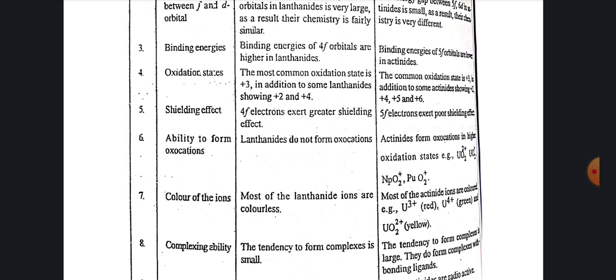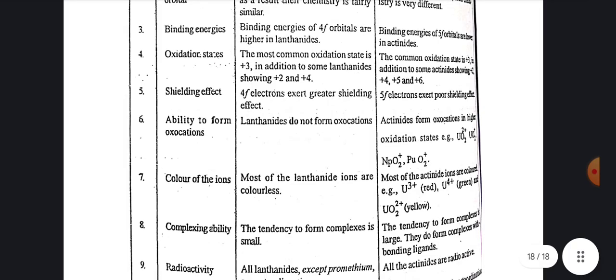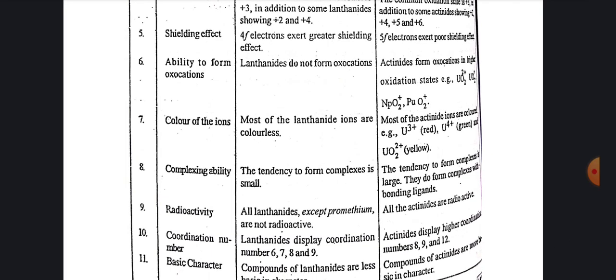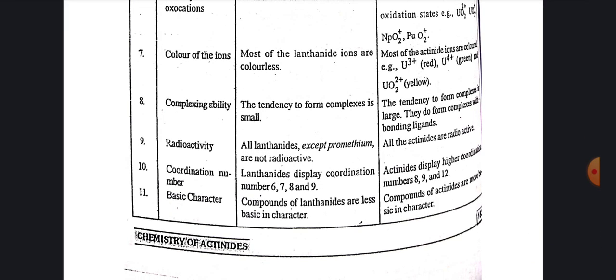Shielding effect: 4f electrons exert greater shielding effect, while 5f electrons have lesser shielding ability. Ability to form oxocations: lanthanides do not form oxocations, while actinides form oxocations. Color of the ions: most of the lanthanide ions are colorless, while most of the actinide ions are colored. Complexing ability: the tendency to form complexes is small in lanthanides, and large in actinides. They do form complexes by hydrogen bonding.